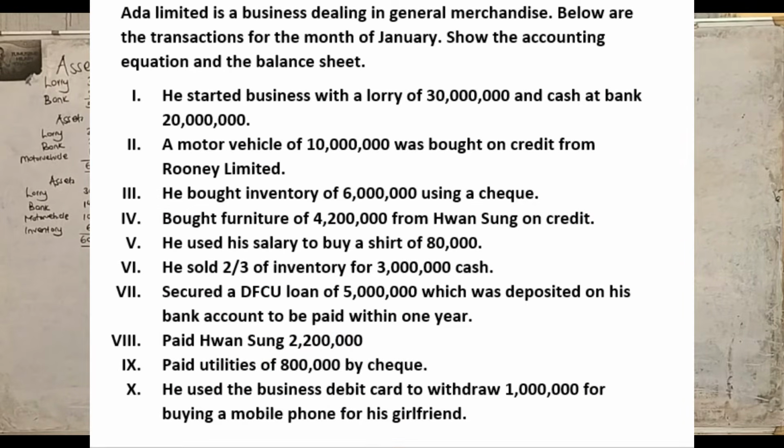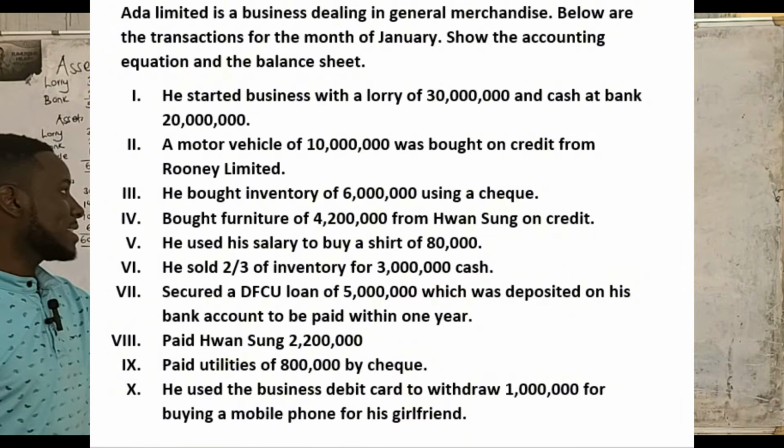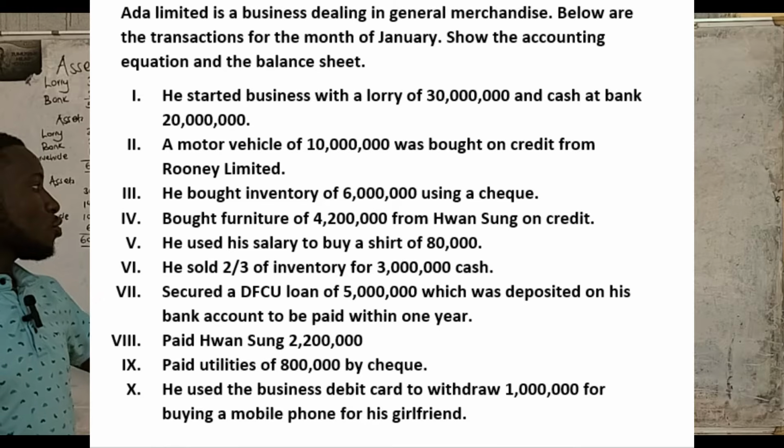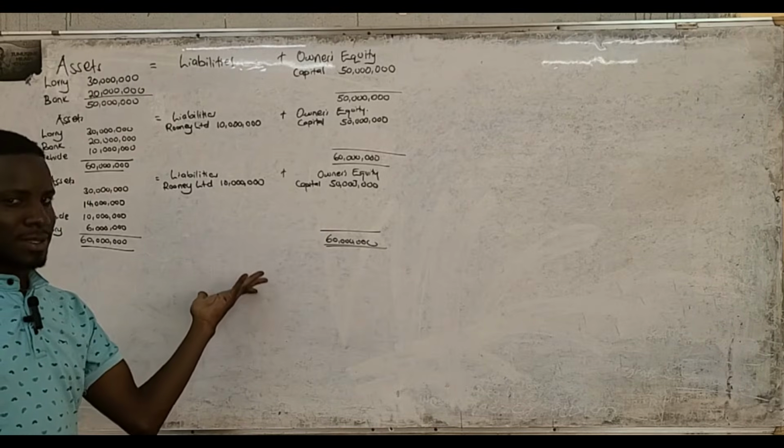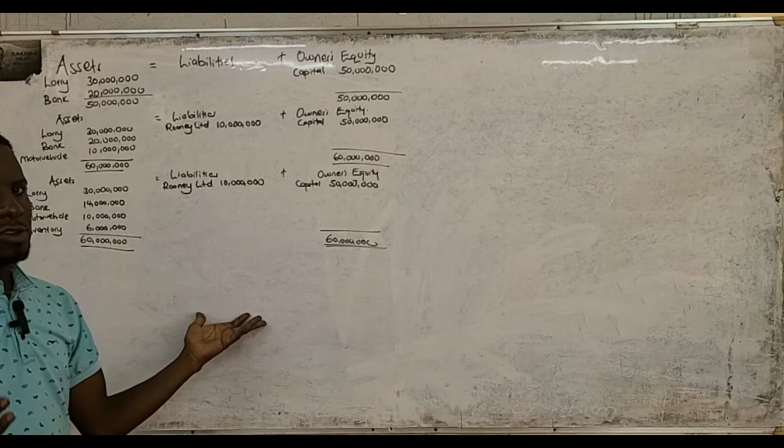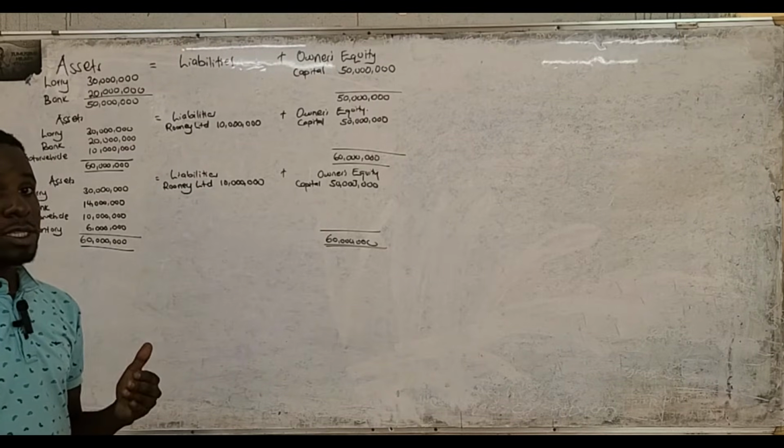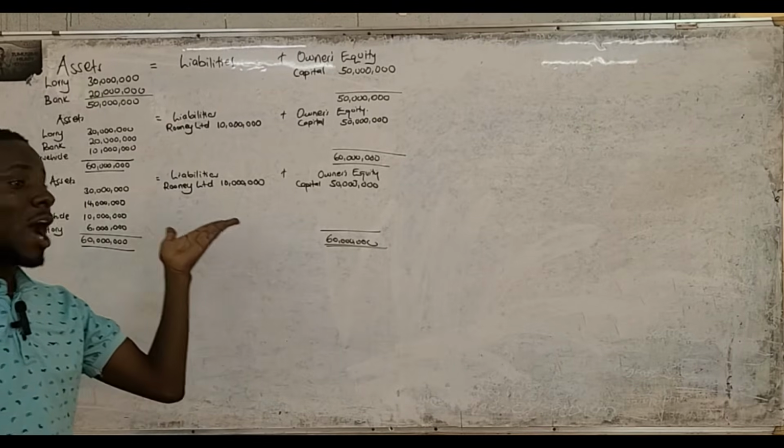The next transaction says bought furniture of 4,200,000 from Hwan Sang on credit. Now, furniture is an asset, okay? So if we are buying furniture and this is an asset coming to the business, it means that our asset side is going to increase by that amount. But we are buying on credit from Hwan Sang. Now, remember I told you here that Roni Limited is a creditor. So now we are coming in with another creditor who is Hwan Sang. So do you see why I was telling you that we should record the creditors with their names? Because it's easier to know which creditor demands you how much.